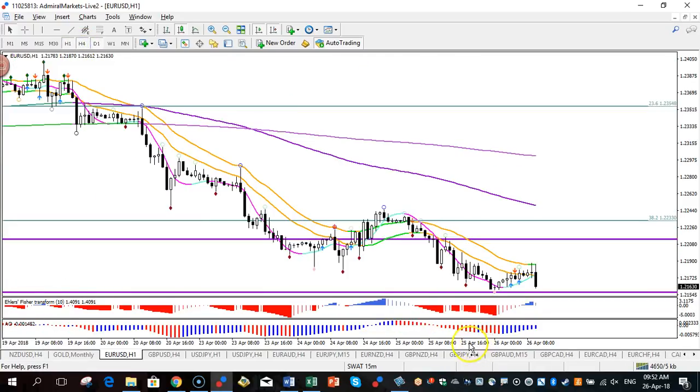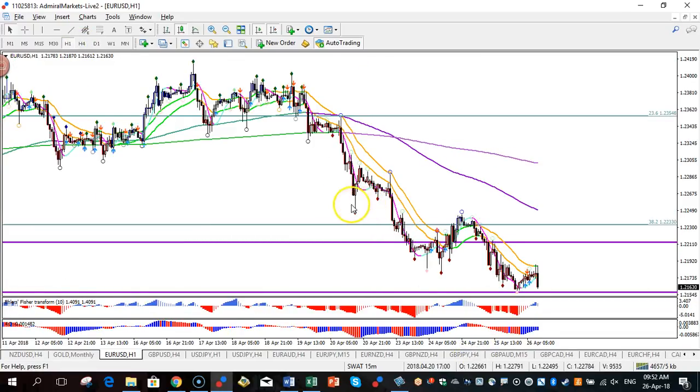All right, so for the moment this is looking like an impulse, and this is looking like a wave 3 here, wave 4, and this is a wave 5, or wave 3 is here, we still get a wave 4, and we get one more wave 5. That is also possible. All right, so that's the euro dollar.